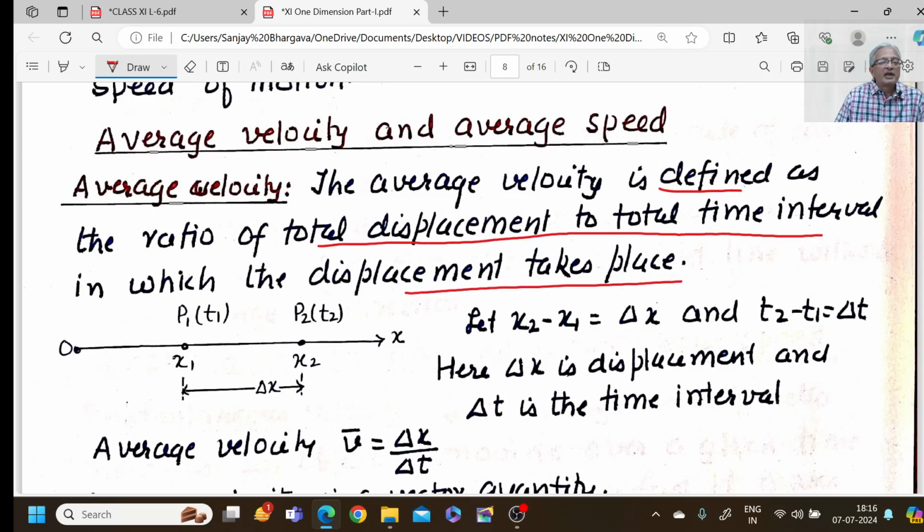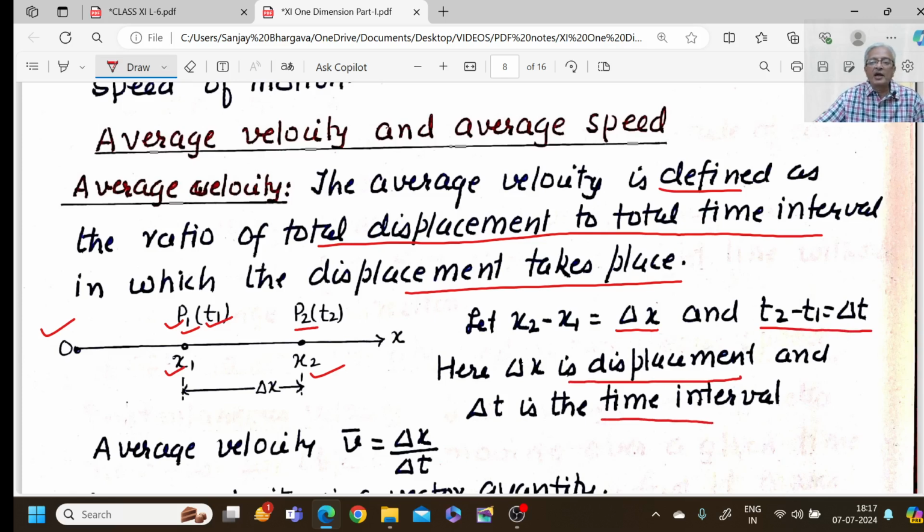We begin the motion from point O. At the time t1, we are at the point p1 by covering a distance x1. Similarly, after some time t2, we are at the point p2 and we have described a distance x2. If I want to study the motion between point p1 and p2, then x2 minus x1 is equal to delta x. Here delta x is called the displacement from the point p1 to p2. And similarly, t2 minus t1 is called delta t, that is the time interval.